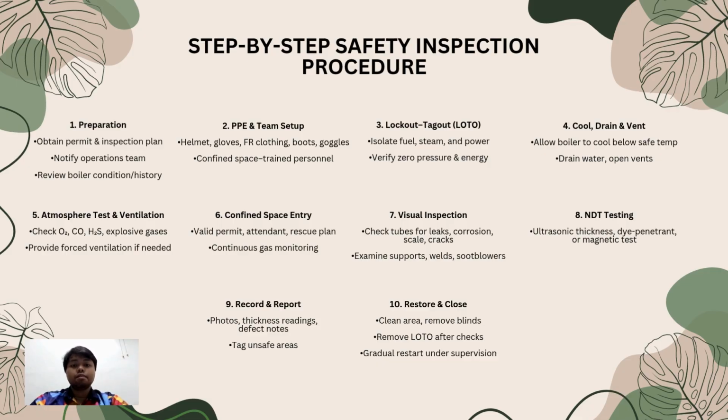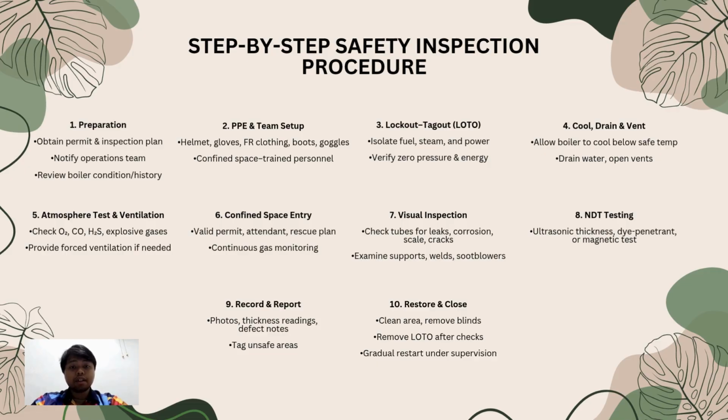Step-by-step safety inspection procedure. First, preparation. Obtain permit and inspection plan. Notify operations team. Review boiler condition and history. Second, PPE and safety setup. Helmet, gloves, fire-retardant clothing, boots, and goggles. Confined space trained personnel. Third, lockout tagout, LOTO. Isolate fuel, steam, and power. Verify zero pressure and energy.